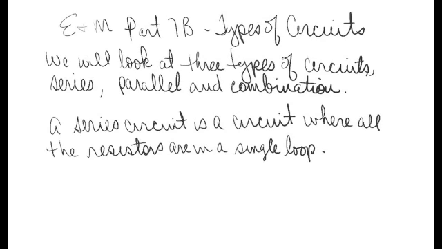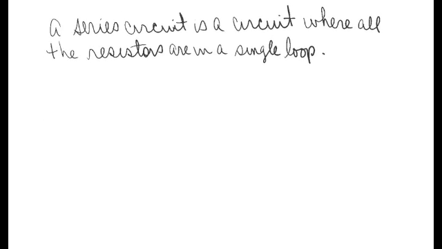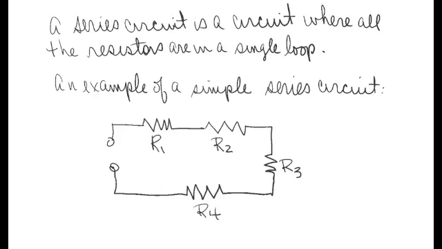As you can see on your screen, a series circuit is a circuit where all resistors are in a single loop. They all follow one right after the other. A simple diagram of a series circuit would look something like this. Electrons leave the power supply, go through R1, R2, R3, R4, and then back to the power supply.